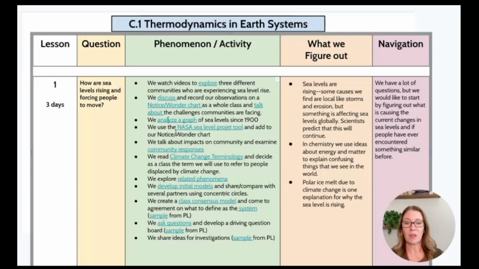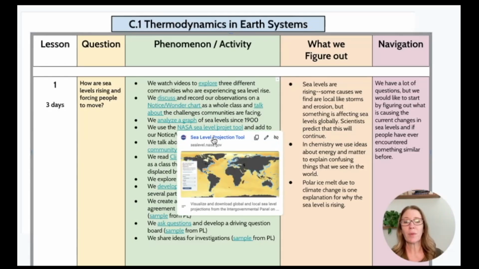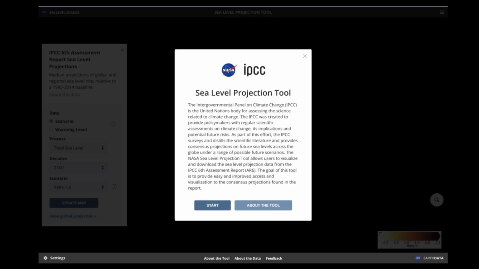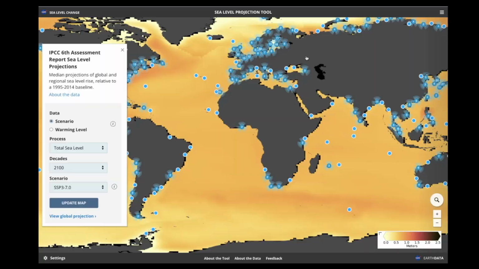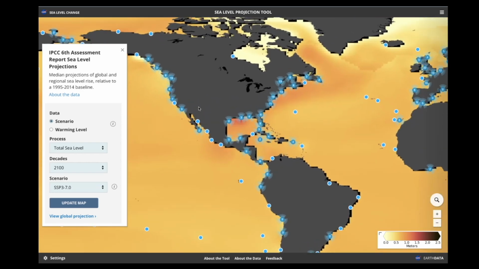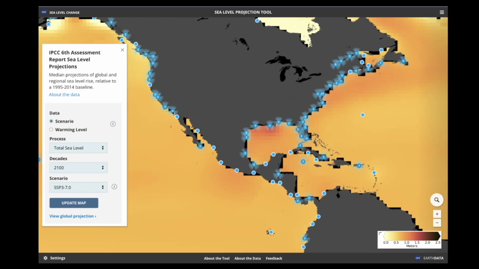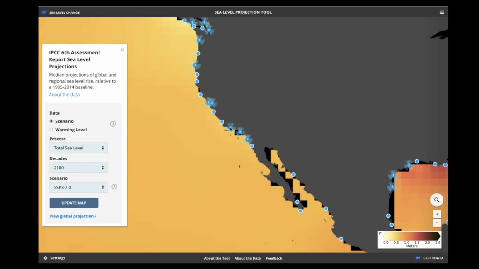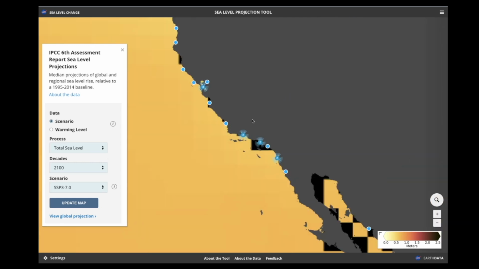And that moves us into using the NASA Sea Level Project tool. This is a pretty cool simulation. You can do this as a class and project it on the board and have the whole class work on this together, or you can give it to students to look at by themselves. I'm going to go over here to the United States, and if I zoom in a little bit and pick an area, I live in Southern California, so we did this with our teachers. It was interesting to see what the local effects would be.